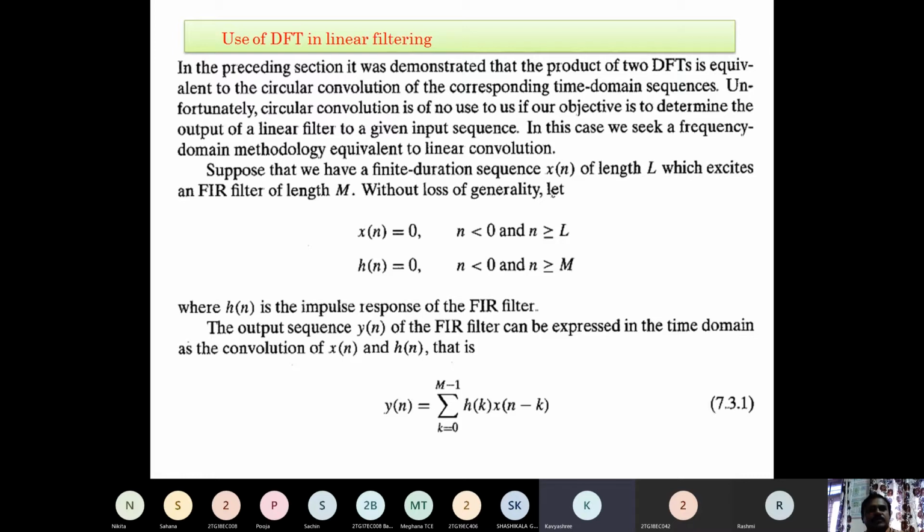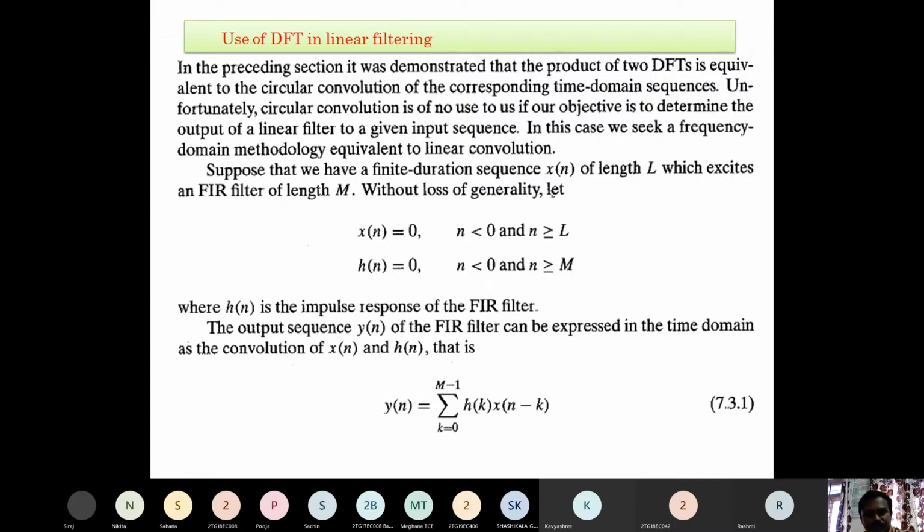So if the output is also of the same size for both x1 and x2, the multiplication gives x3 of m. That was the previous example. Now if I go for two signals with different lengths, suppose we have a finite duration x of n of length L, which excites an FIR filter of length m.